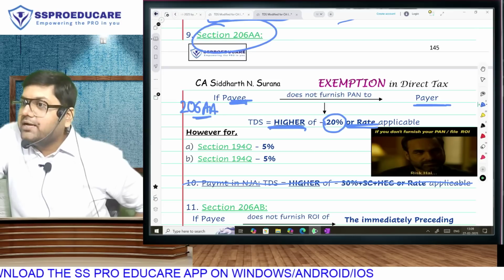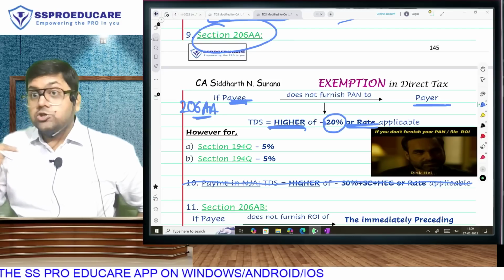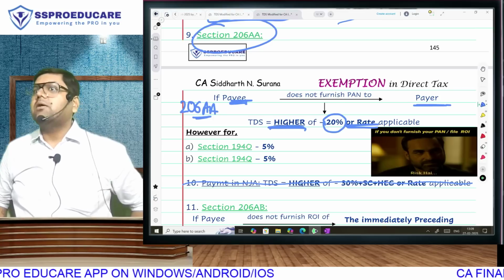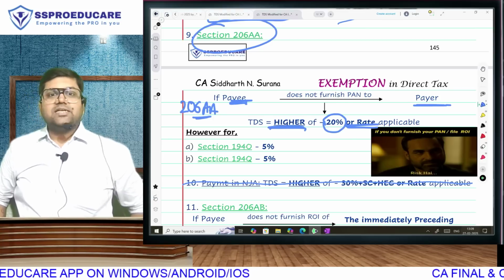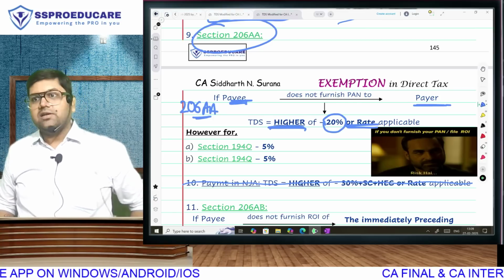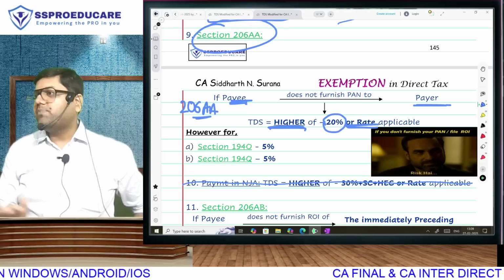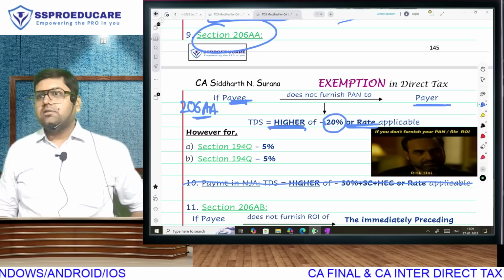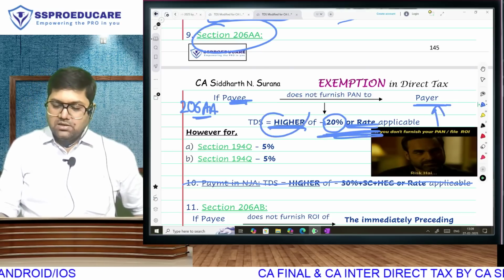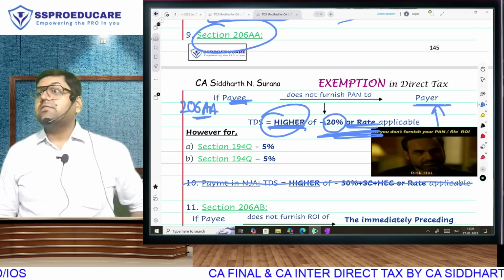If you furnish PAN, it will be 1%. So you are the payee, you have to give your PAN so that I give it to the income tax people. If you don't give me your PAN, then it will become 20%. If the section rate is 20%, then whether you give PAN or you don't, it will remain 20%. If the section rate is 30%, then whether you give PAN or not, TDS will be 30%. It is the actual rate or 20%, whichever is higher.